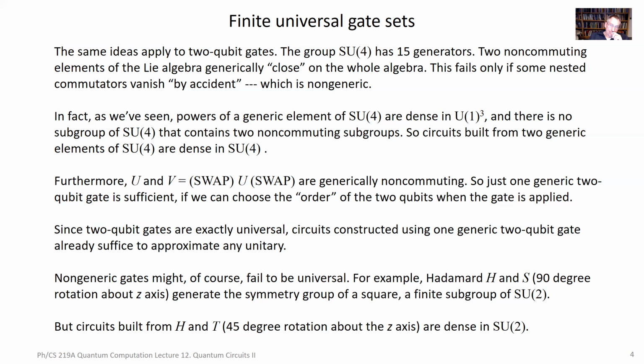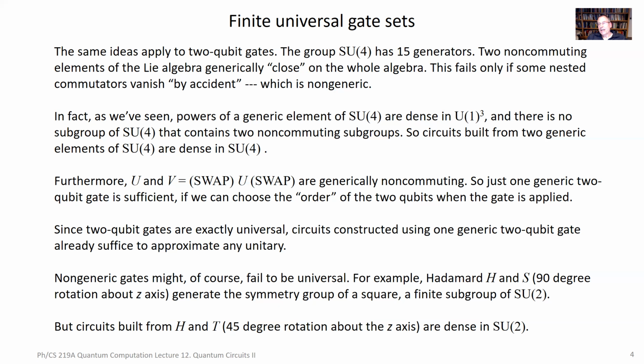And so suppose you have two such elements, two generic elements of SU4. They're not going to commute. They won't be diagonal in the same basis. So powers of one of them is dense in, gets as close as you want to, any element in U1 cubed. And powers of the other one gets as close as you want to any element of a different U1 cubed associated with a different basis.